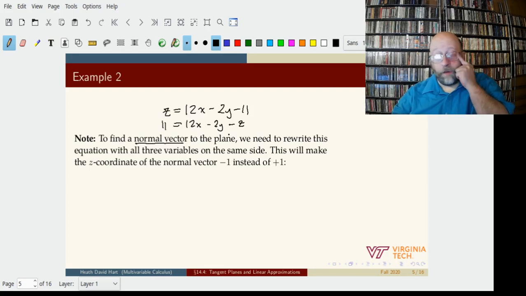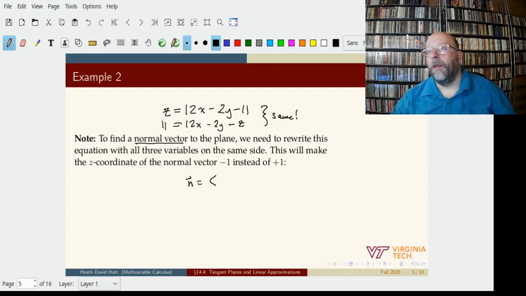These are the same equations. I'm just rearranging the terms around, but this tells me that the normal vector is 12, negative 2, negative 1. That is, you can't look at this form of the equation and see the positive 1 times a z and say that there's a positive 1 here for the normal vector.